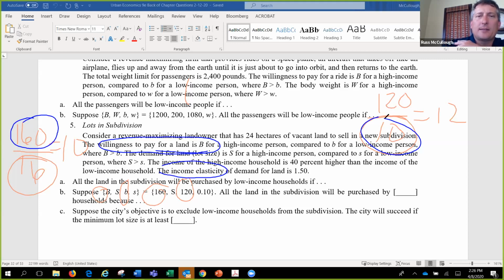And little s, the demand for land, the lot size is S. So that would be like the fraction of the acreage. If we're talking lot size compared to S for the smaller guys, so if we have 0.1, and we know that there's 24 hectares of land total.